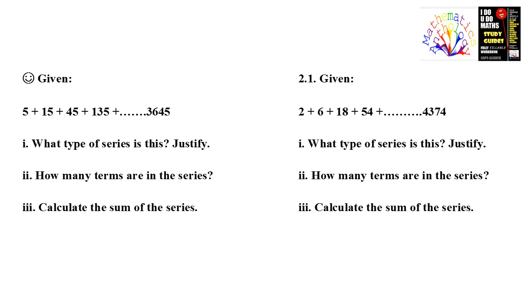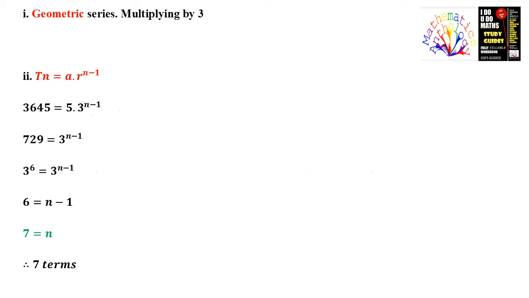So we're given our pattern here, which is 5 + 15 + 45 + 135, and so on until 3645. We need to determine what type of series this is, justify it, determine how many terms are in the series, and calculate the sum of the series. So what type of series is this? We know that this is a geometric series because we are multiplying by 3 all the time. 5 times 3 is 15, 15 times 3 is 45, and so forth.